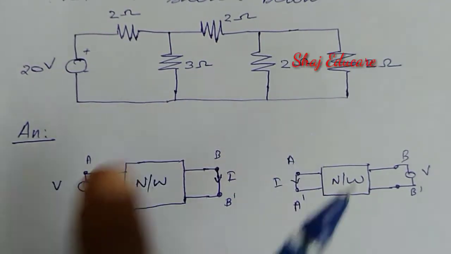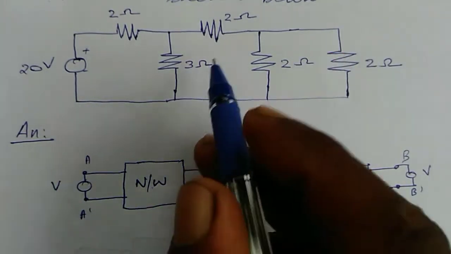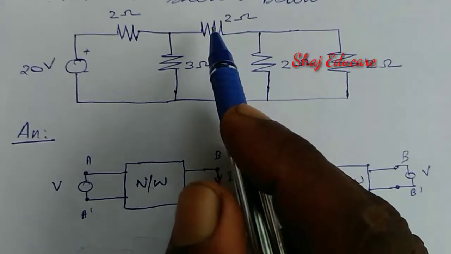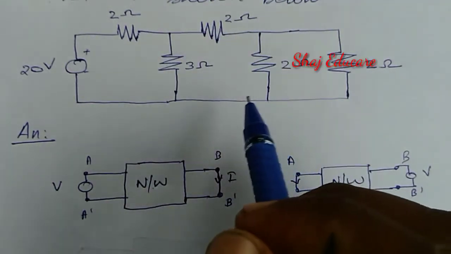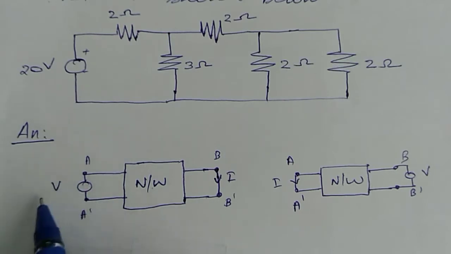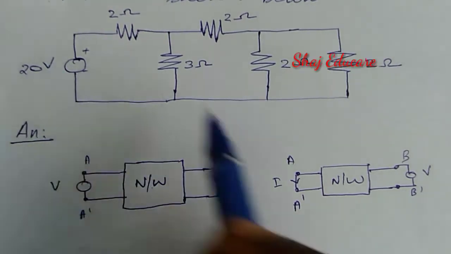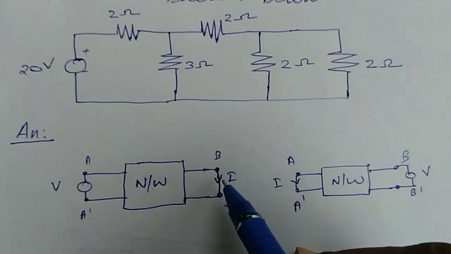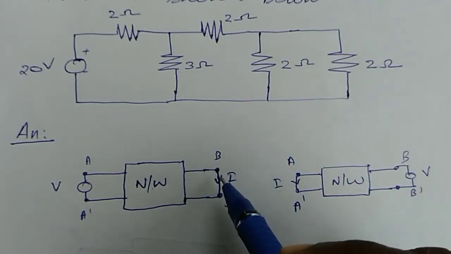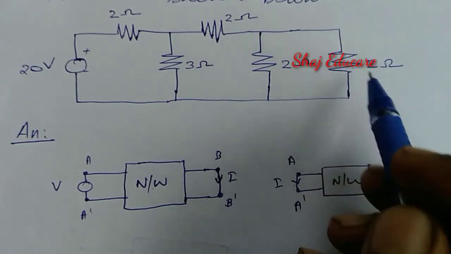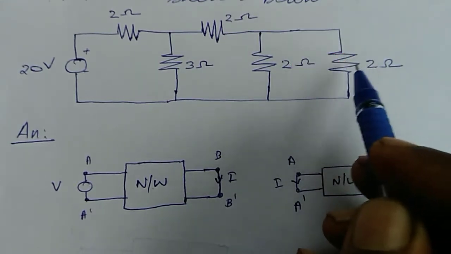Now let us prove that. Just compare this block diagram with our given network. Here we have a 20 volt voltage source, and in this network also. So what we have to do is find the current in the outer branch. So we have to find the current through this 2 ohm resistance.